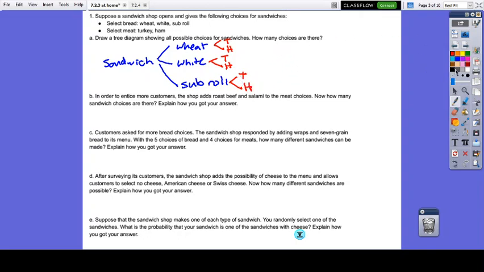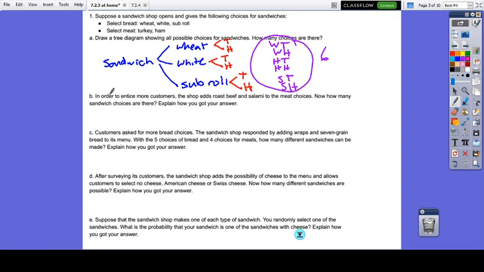What this means is that in total, we have a choice of the wheat and turkey, the wheat and ham, the white and turkey, the white and ham, the sub roll and turkey, or the sub roll and ham, which is 6 different possible choices.